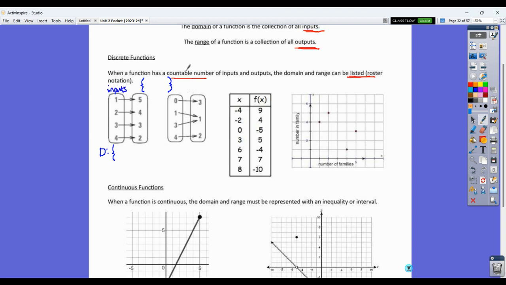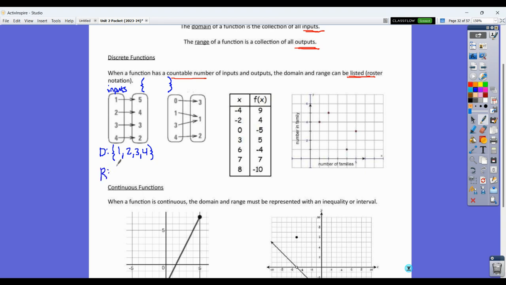And so a domain is just a list of all the inputs. So I'm going to list them. I'm just going to do 1, 2, 3, 4. Now you cannot just write from 1 to 4 because that would include something like 1.2, and we don't want to include that. So you have to list them comma separated.